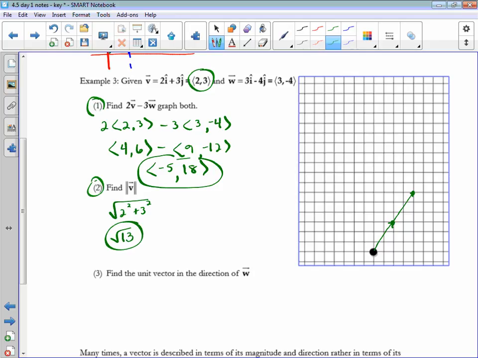Then it says minus 3w. So if you look at w, it looks like to the right 3 and down 4. Since it says minus, what do you think I'm actually going to do? Negatively. Tell me where I'm going. Right, so you're going to go left 3 and up 4 each time. That's what the subtraction sign is doing. So, count left 3, up 4. And we got to do that 3 times.